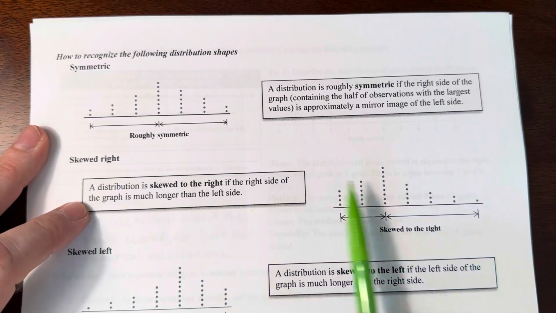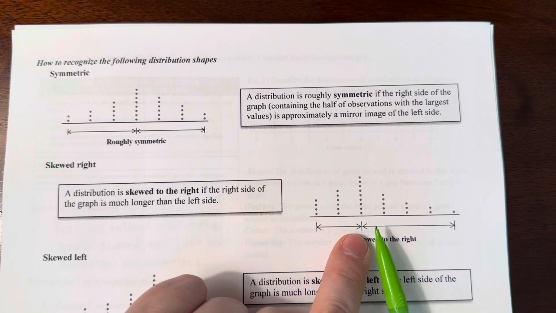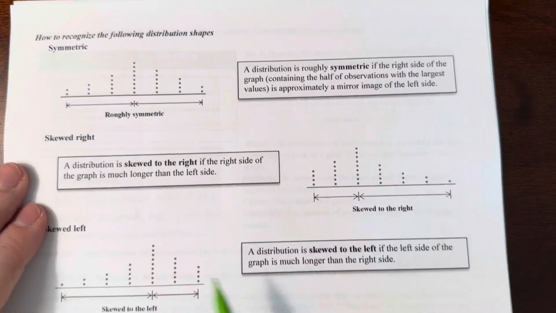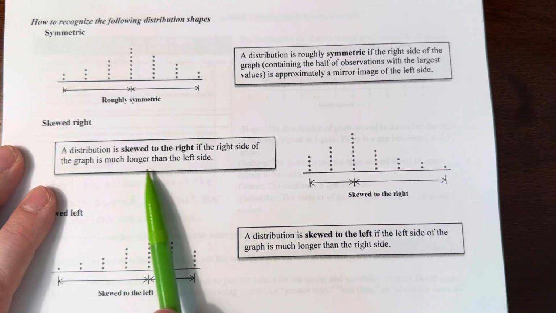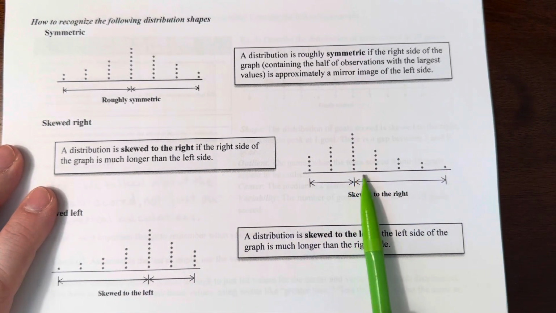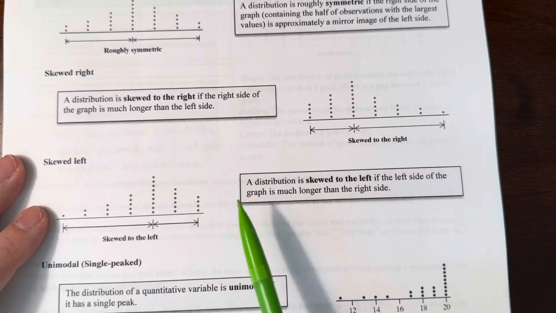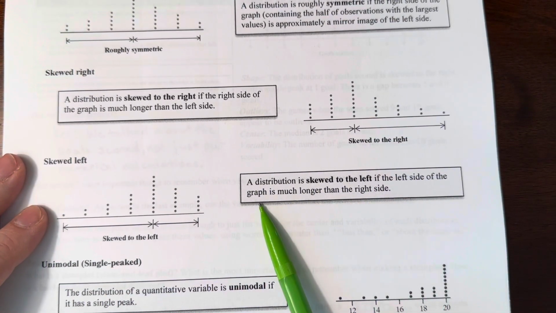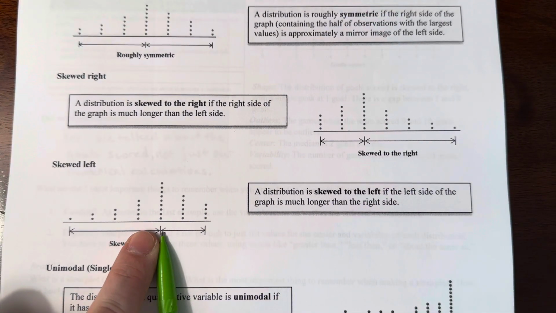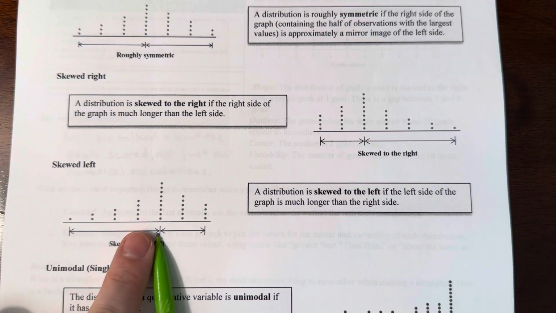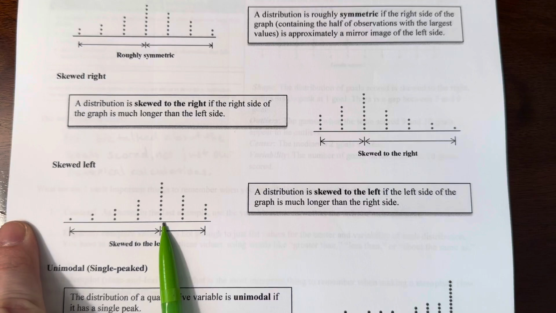Right skewed. All right, take a look at this. Do you see how the center of the distribution seems to be stretching more to the right? All right, so a distribution is skewed to the right if the right side of the graph is much longer than the left side. See how much longer this is? Skewed left. A distribution is skewed to the left if the left side of the graph is much longer than the right side. So find where your center is and then look to see how much longer the graph is on the left versus the right. Longer on the right, skewed right. Longer on the left, skewed left.